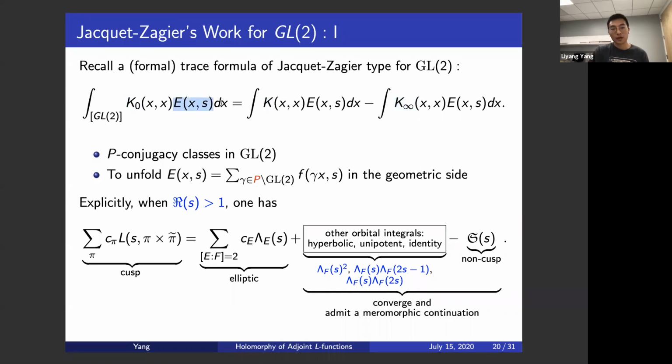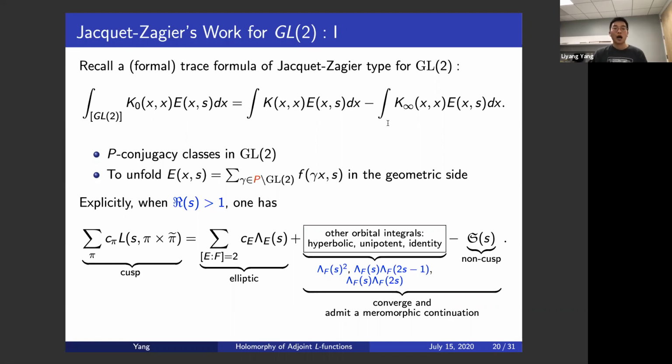So we consider this integral. And this integral on the left-hand side is actually well-defined because K naught is decaying rapidly and the Eisenstein series increases slowly, so the whole thing should be okay. But on the right-hand side, the integral may blow up. But this is just a formal trace formula.